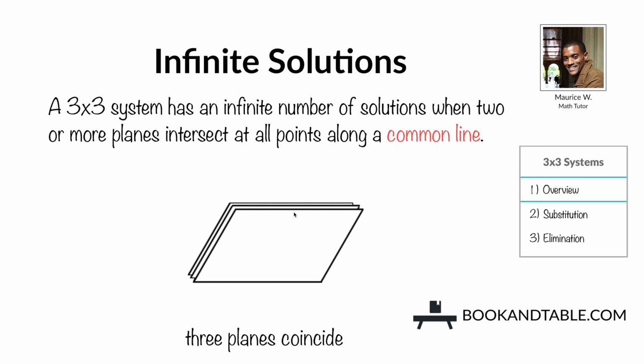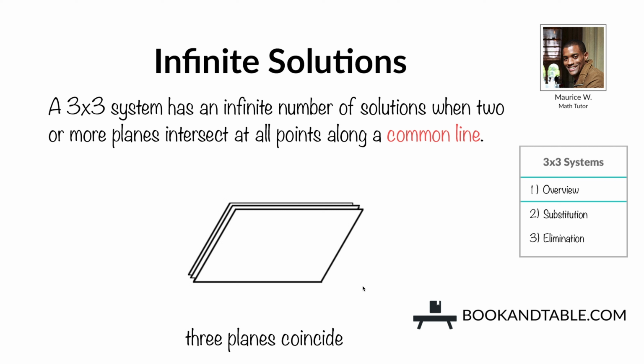And you can also have all three planes coinciding. So in this image, it looks like these are stacked on top of each other, but this represents all three existing in the same exact place. And since all three of these planes exist in the same exact place, that lets you know that each point in the plane is a solution to all three planes. Thus, there are an infinite number of solutions in this scenario where all three planes coincide.